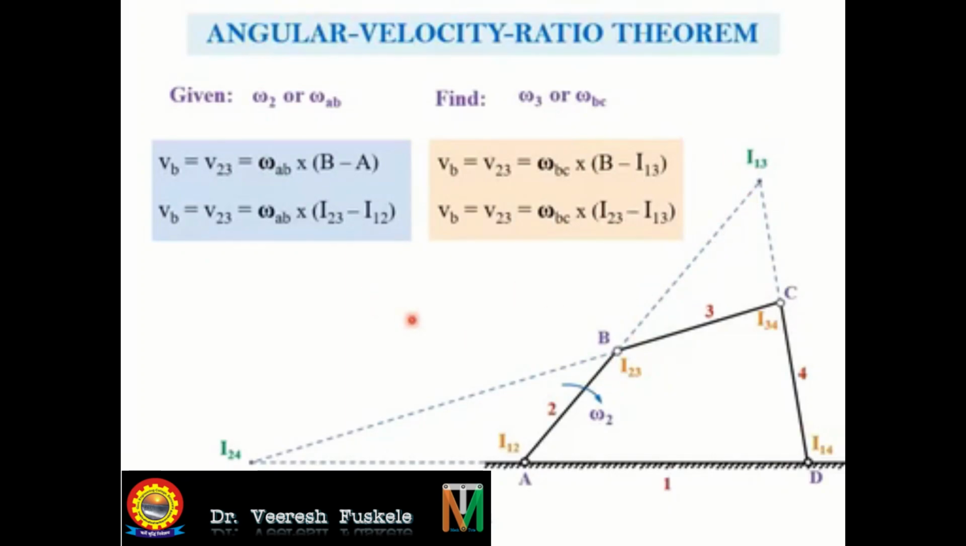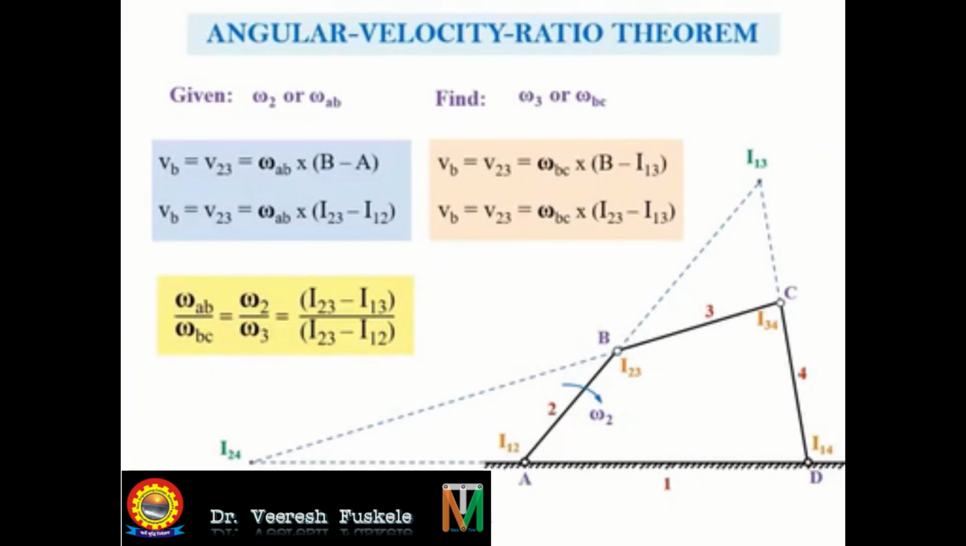So knowing these two as equal, we can further get omega AB upon omega BC, that is omega 2 upon omega 3, is equal to I23 minus I13 divided by I23 minus I12. So this is how we can determine omega 3.